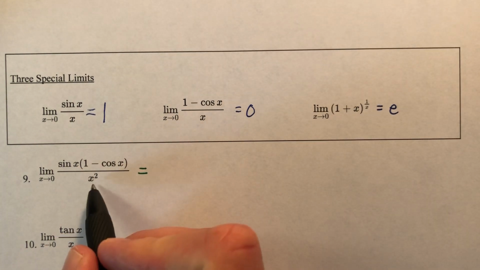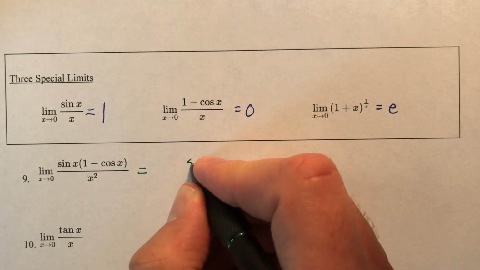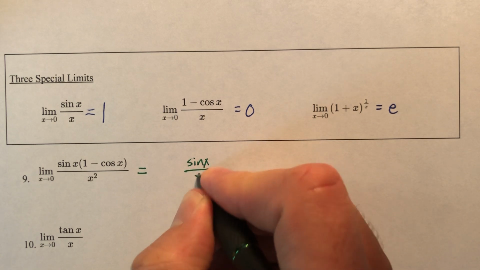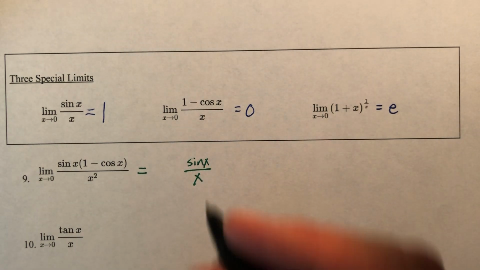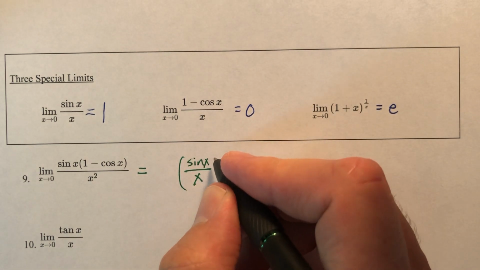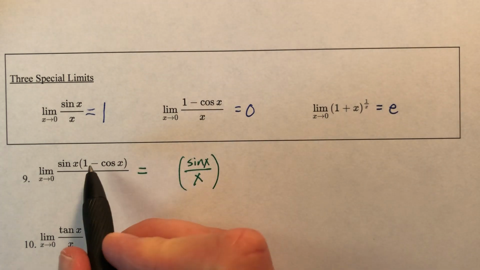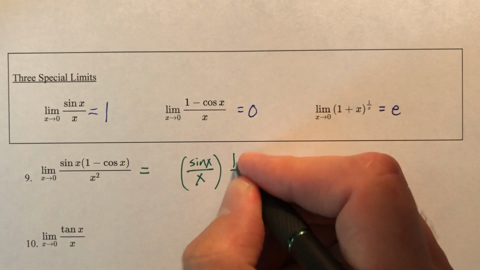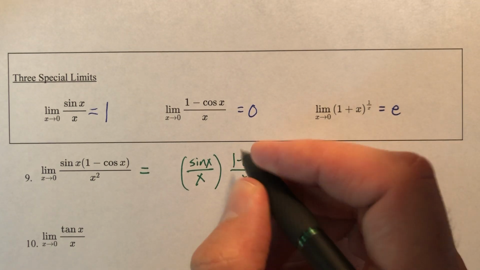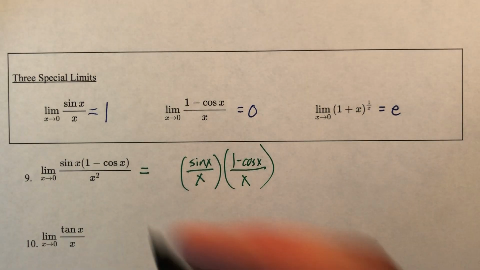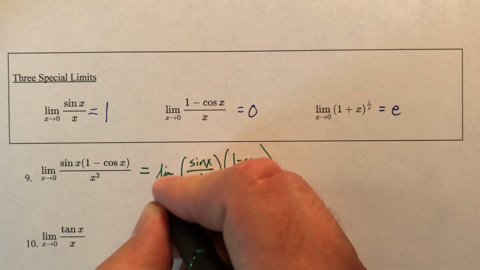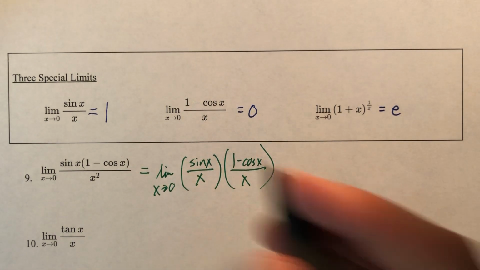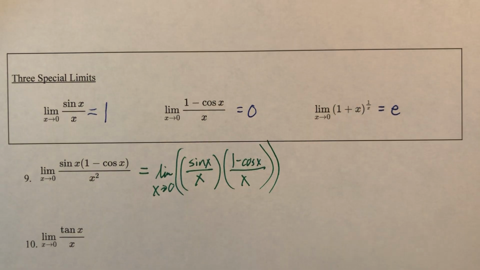So I see sine x over x squared. Well, let's just say that it was sine x over x, okay? If we had sine x over x, that'd be the first part. And the second part is 1 minus cosine x over x. Again, basically, I'm breaking this up. I'm factoring it into two separate pieces. And we have the limit as x approaches 0 for this entire thing. Let's put the whole thing in parentheses.